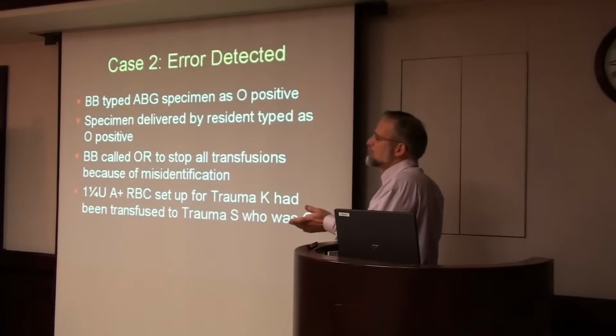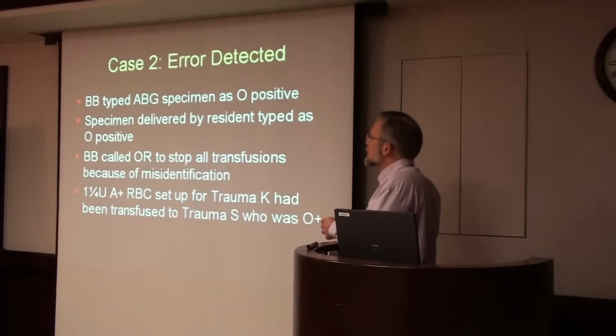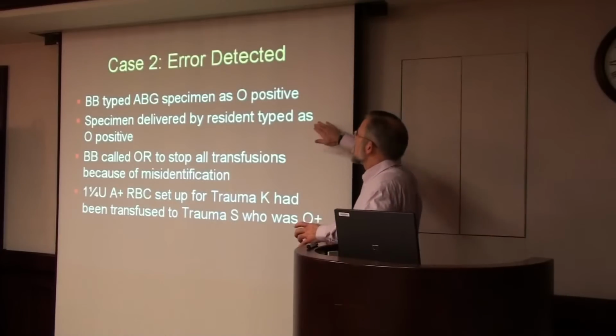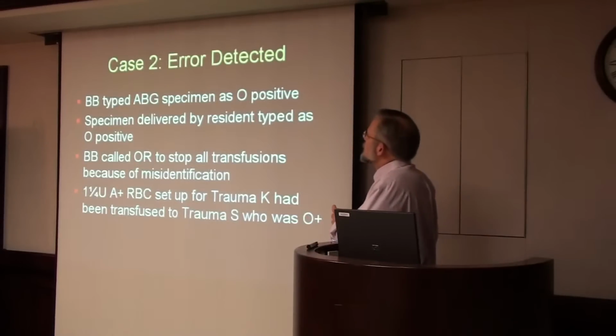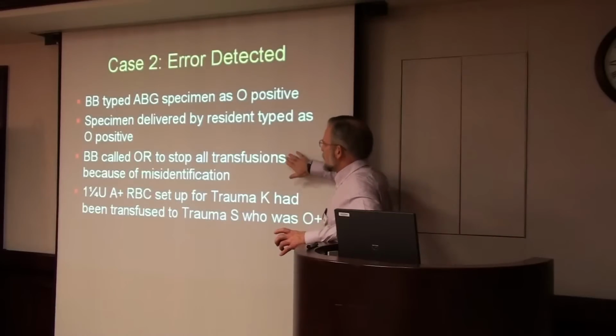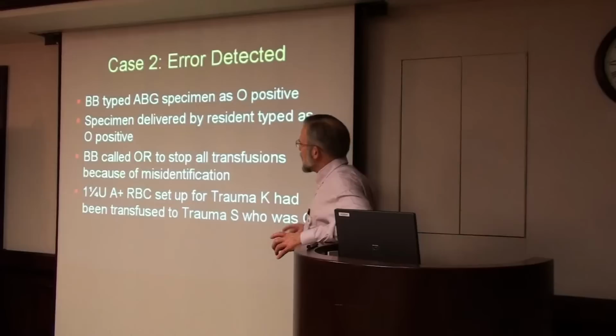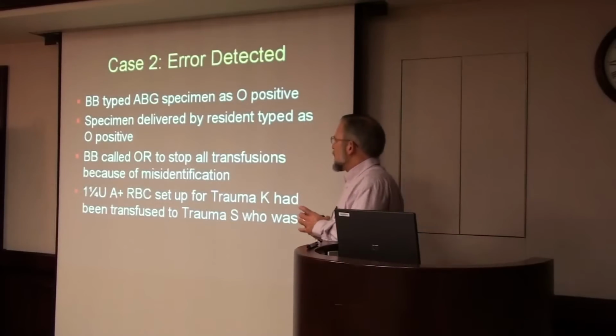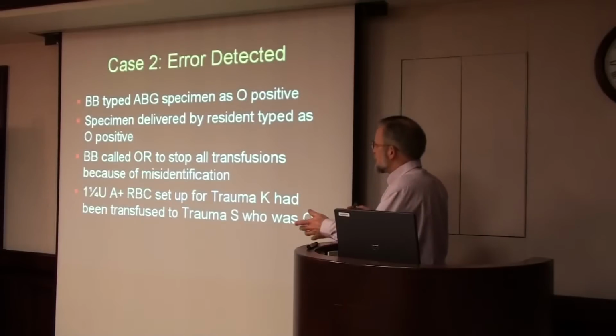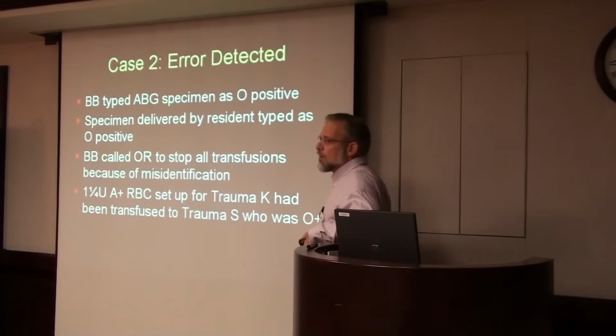So we took that blood gas specimen and we typed it, and it was Group O. And we'd already issued Group A units to the OR. And the units that we gave to the anesthesia resident were also Group O. So we immediately called the OR and said, stop all transfusions. We think there's been a misidentification. But before we even got the call in, they'd already given 1 1/4 units of A positive red cells that we had set up for trauma K, but they were actually transfused to patient trauma S. And trauma S's blood type was Group O.